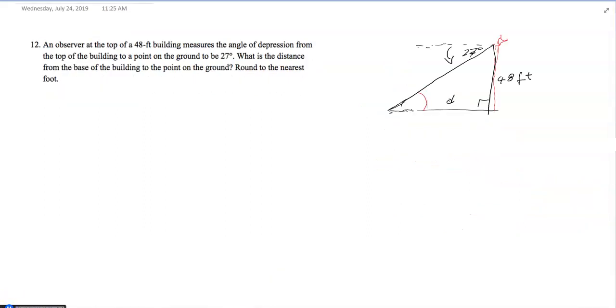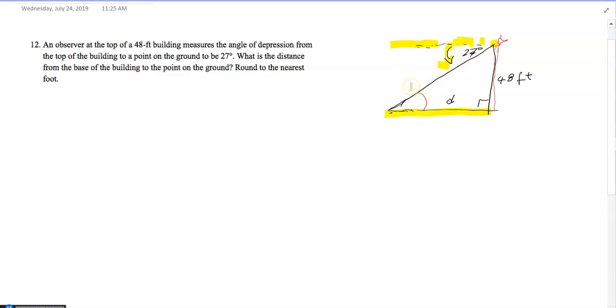Number 12: an observer at the top of a 48-foot building measures the angle of depression from the top of the building to a point on the ground. It would be 27 degrees. What is the distance from the base of the building to the point on the ground? Round to the nearest foot. So after we draw a diagram, the building is 48 feet high. Your angle of depression, measured from the horizontal line of sight of the observer, is 27 degrees. We want to find this distance right here.